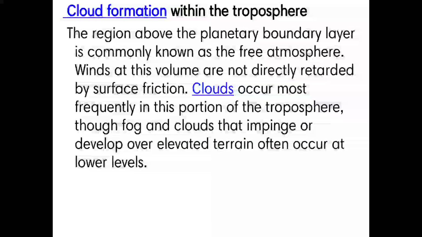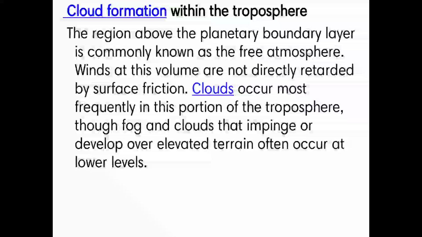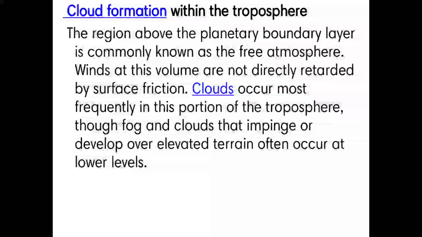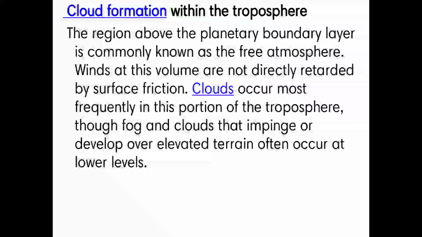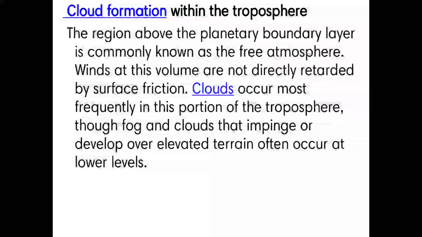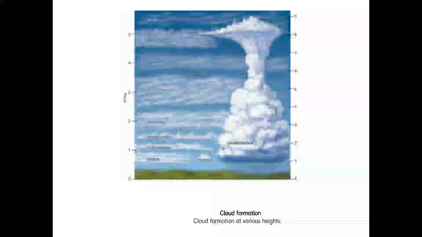Cloud formation within the troposphere. The region above the planetary boundary layer is commonly known as the free atmosphere. Winds at this level are not directly retarded by surface friction. Clouds occur most frequently in this portion of the troposphere, though fog and clouds that impinge or develop over elevated terrain often occur at lower levels. This is the cloud formation at various heights.